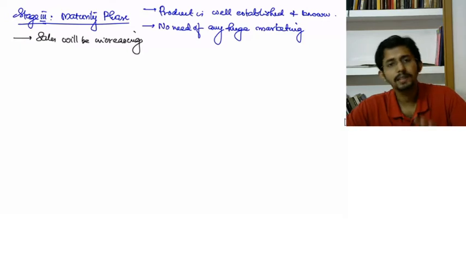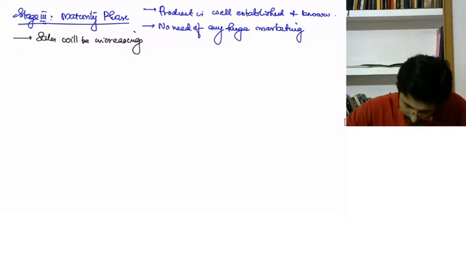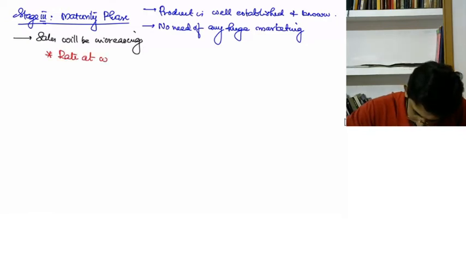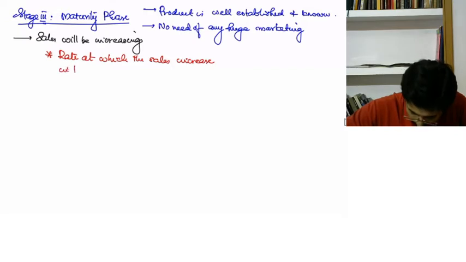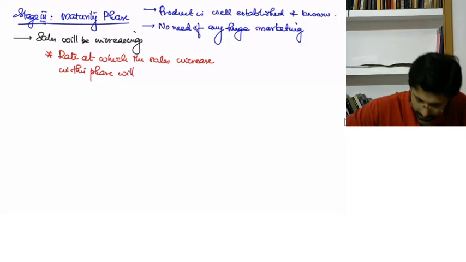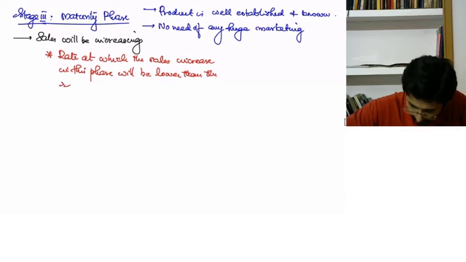So the sales will be increasing, but there is one catch. The rate at which the sales increase in this phase will be lower than the rate in stage 2.